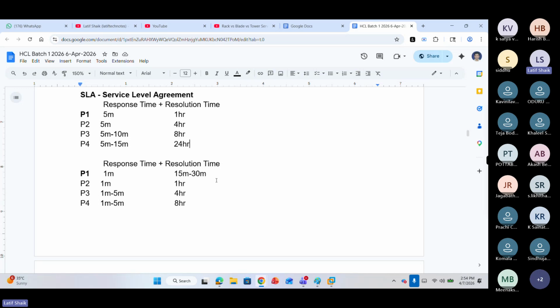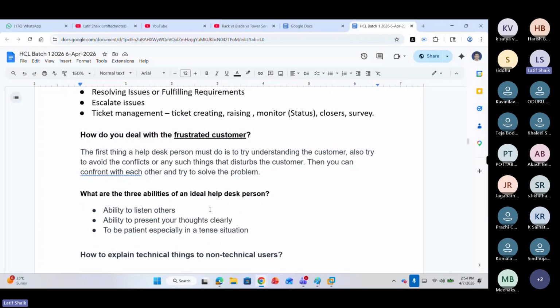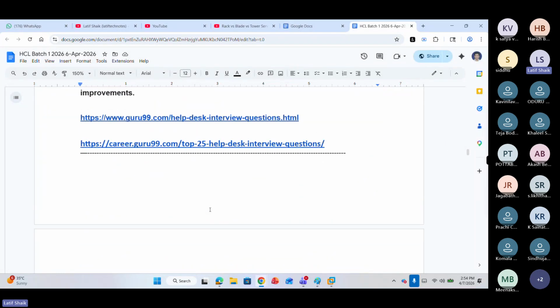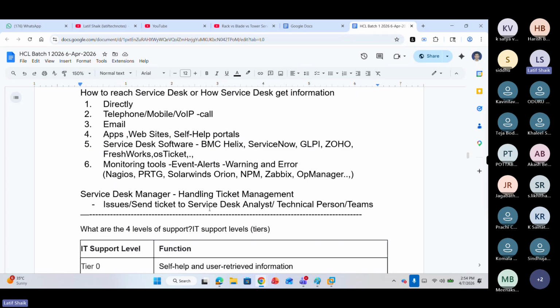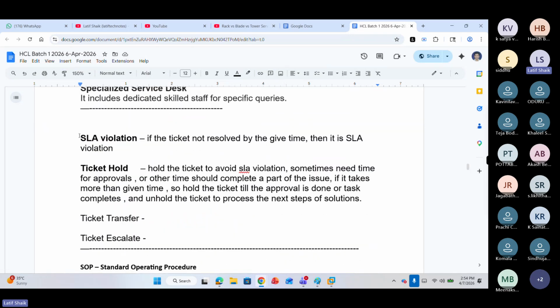Yeah, very good. That's the important question. Actually, my doubt is whether it is 24 hours or 8 hours. What happens if you do not resolve the ticket by the given resolution time? Maybe it is 1 hour or 4 hours or 8 hours, whatever it is. Okay, maybe 30 minutes. If you do not resolve the ticket by the given resolution time or due time, it becomes an overdue ticket, and we call that an SLA violation.